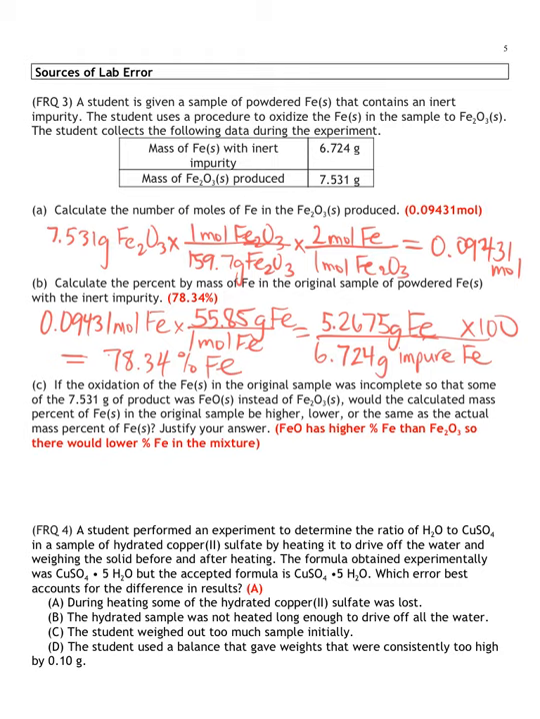Now we're going to look at a different, this is essentially where the error analysis question is. So if the oxidation of iron in the original sample was incomplete so that some of the 7.531 grams of product was iron 2 oxide instead of iron 3 oxide solid, would the calculated mass percent of iron in the original sample be higher, lower, or the same as the actual mass percent of iron in the sample? Justify your answer.